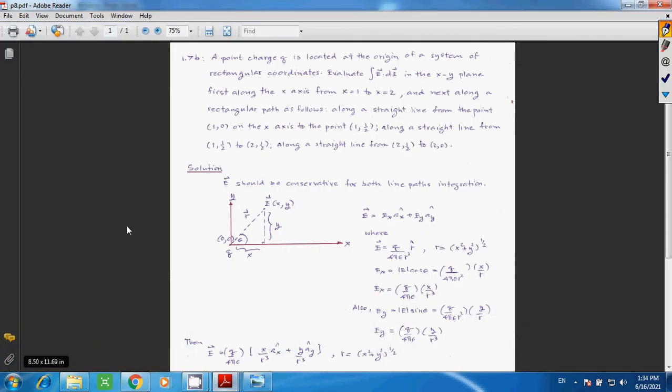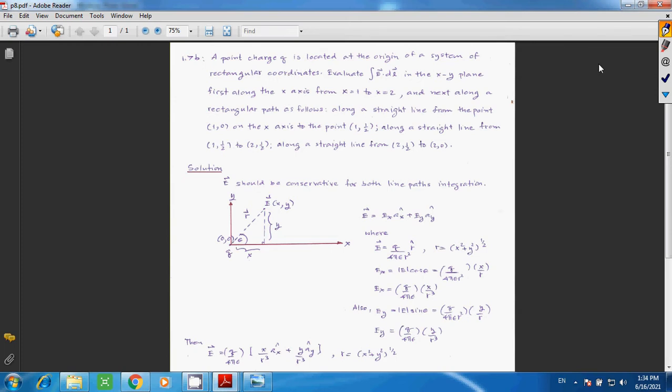This week we are still working on problems at the end of chapter 1. This part is going to be about the potential difference, or the work done by electric fields, as well as Gauss's law, and also boundary conditions problems.